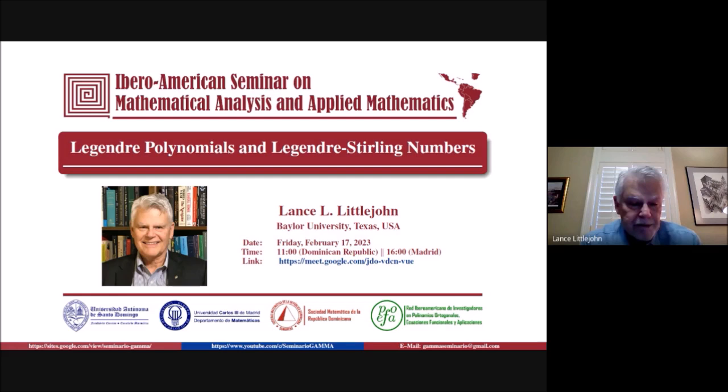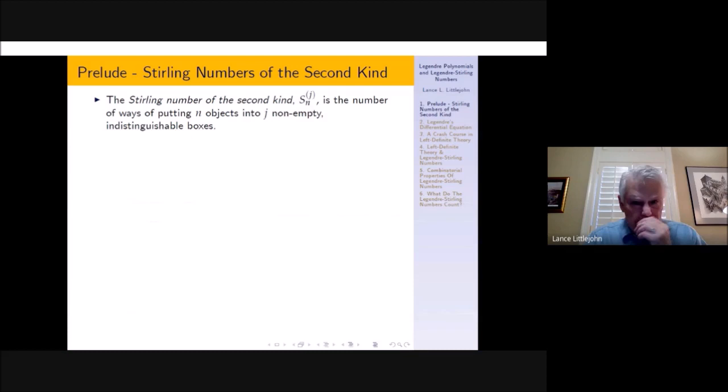I'm going to begin by just talking about a little bit of combinatorics, and I'll try to explain to you how it plays a role in this operator theory that I've been talking about. So I'm going to, for a minute, talk about some very classical combinatorial numbers called Stirling numbers of the second kind. I think everybody knows what the Stirling numbers count. It's the number of ways of putting n objects into j indistinguishable boxes.